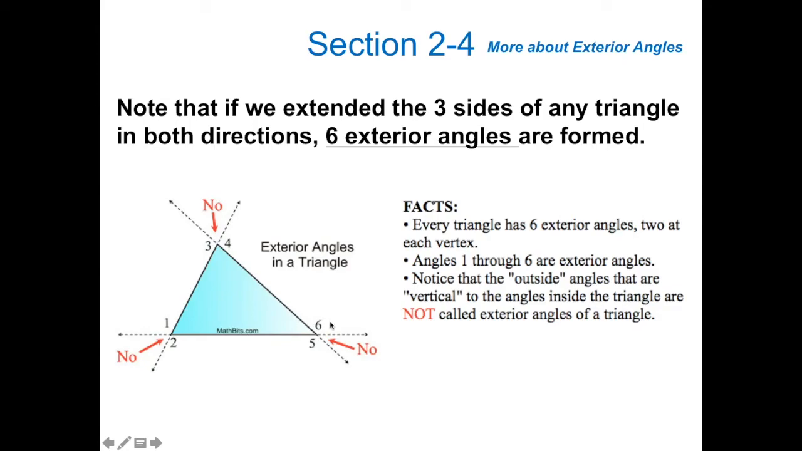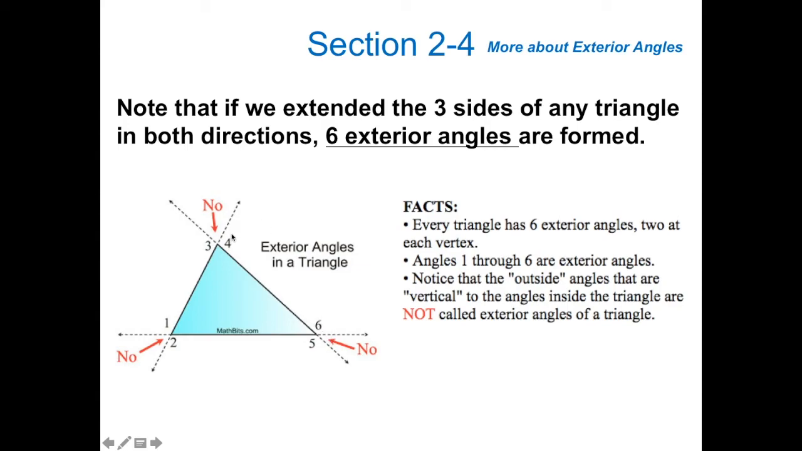So the angle that gets formed isn't going to include the side that got extended, meaning I extend this side, and this angle is made up of the extension of this side and one of the other sides of the triangle. That's where exterior angle 6 comes from here.